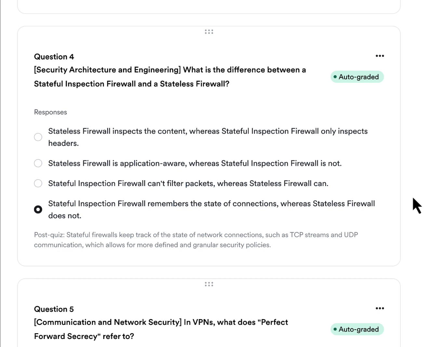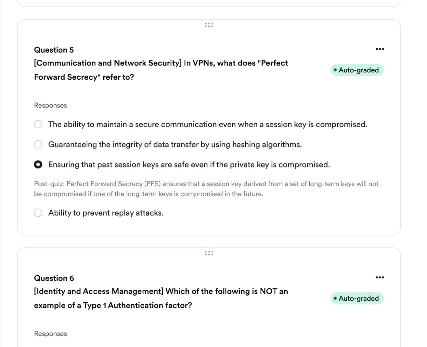Okay, so what is the difference between a stateful and a stateless? And the answer is D. Stateful firewalls will keep track and remember the state of the network connections, such as your TCP or UDP communications, which does allow you to have much more granular security policies. So the answer is D. Stateful inspection firewall remembers the state of connections, whereas stateless firewalls do not.